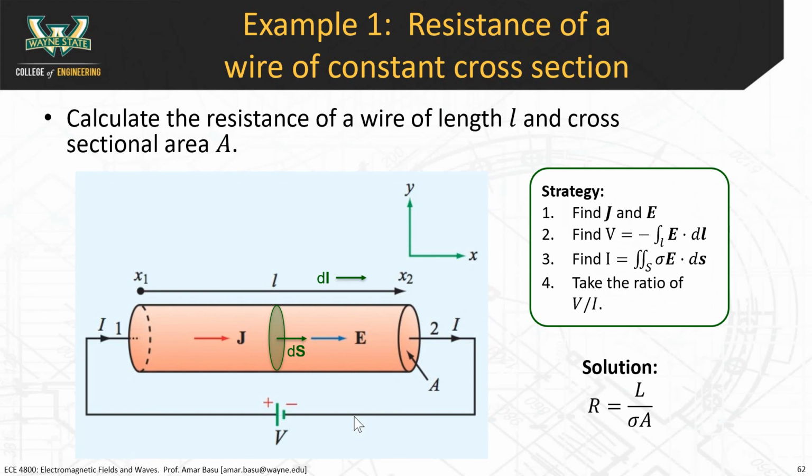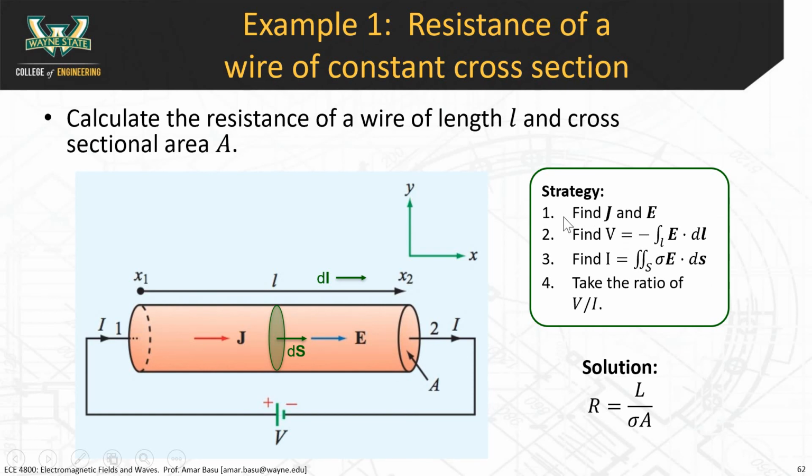All right, so our strategy here is calculating the resistance of a wire of length L and a cross-sectional area A. As many of you know, the resistance of a wire like this is L divided by sigma A. But did you ever wonder how this formula came about? So we're going to derive this formula really quick right now. R equals L divided by sigma A.